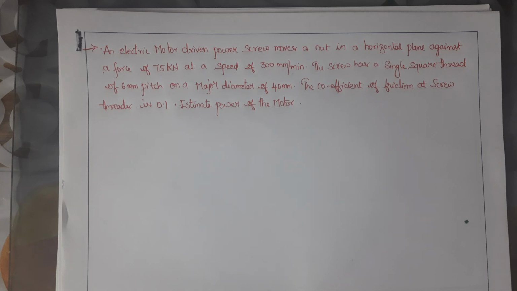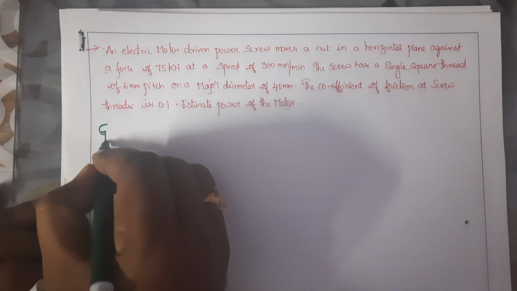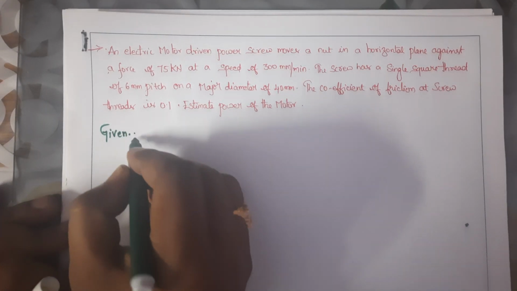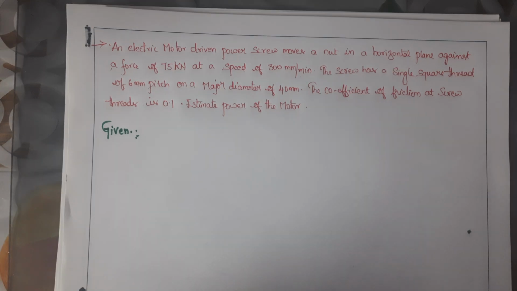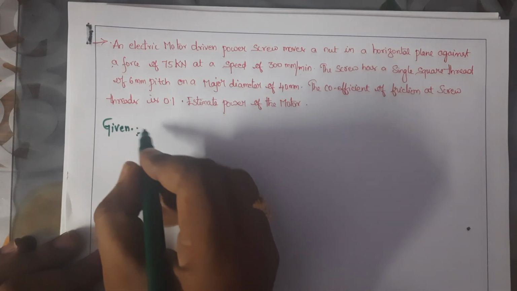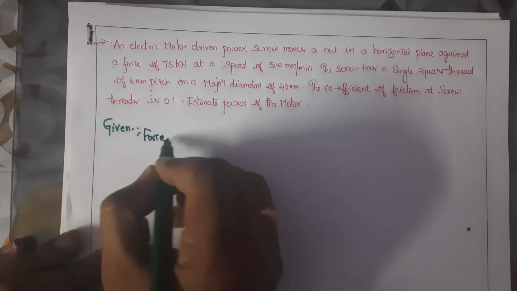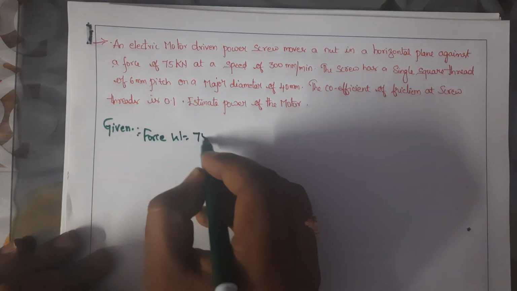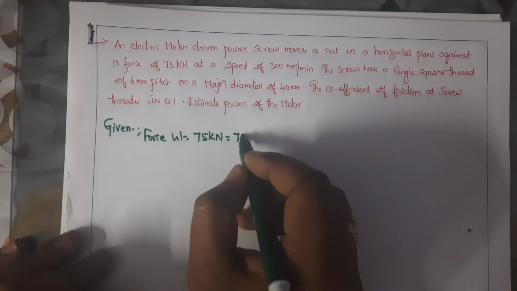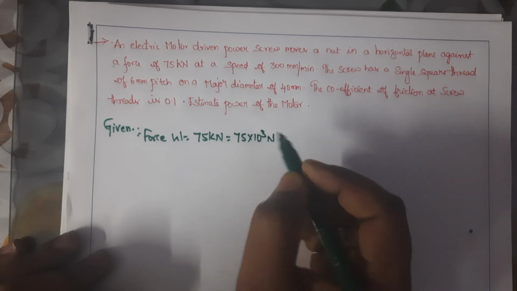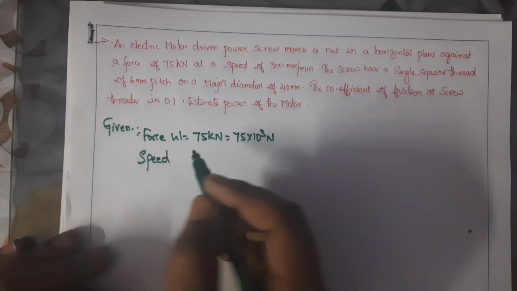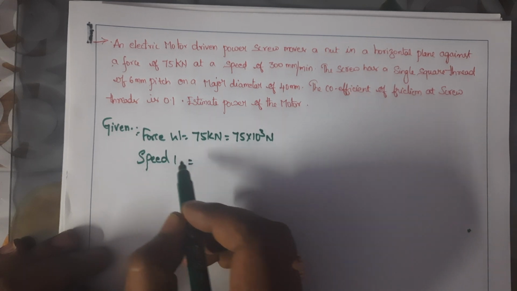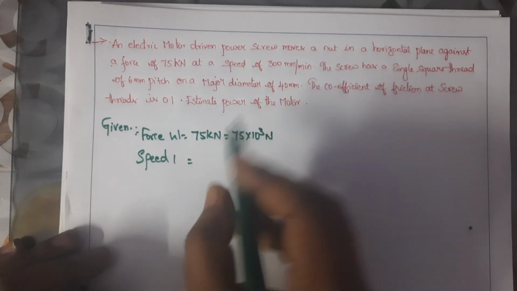So he is asking us to find out the power of a motor, and the given data is as follows. First, he has given us the force W is equal to 75 kilonewtons, that is 75 into 10 to the power of 3 newtons. The next thing he has given us is the speed, which is around 300 per minute.